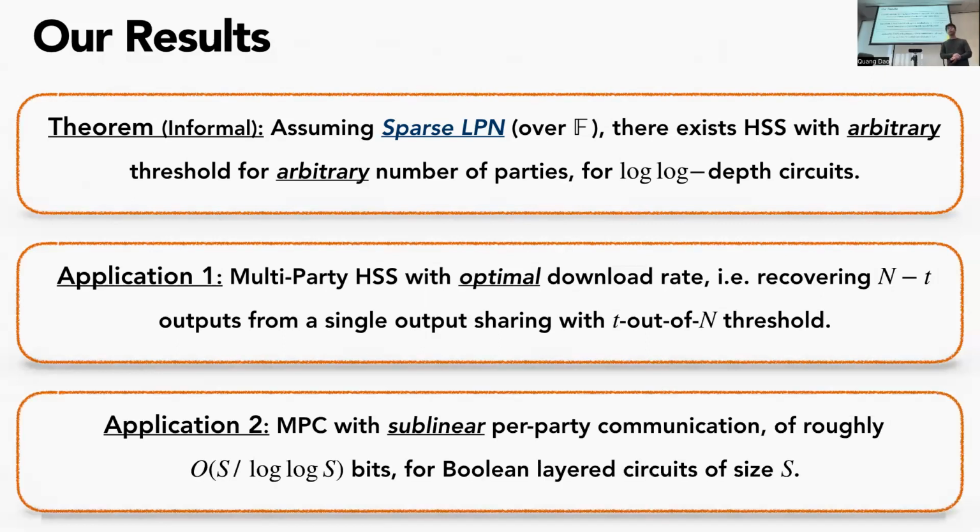The second application we achieved is that we built an MPC protocol where the communication per party scales sublinearly with the size of the circuit for a general class of circuits, not all circuits, but these layered Boolean circuits. This circuit size barrier was still an open question before us, and we resolved this for an arbitrary number of parties.